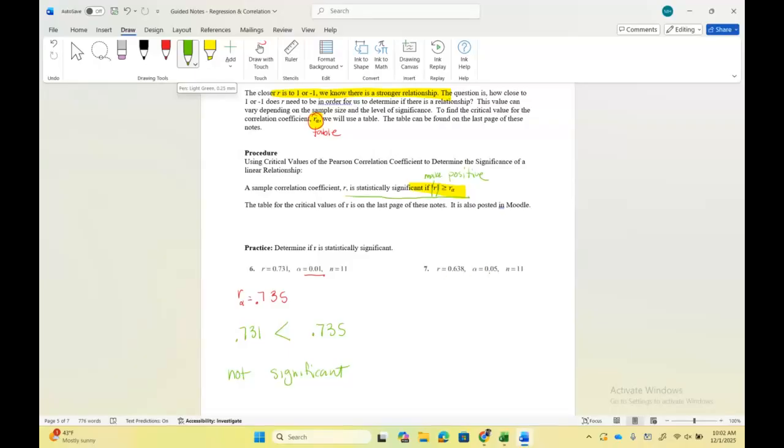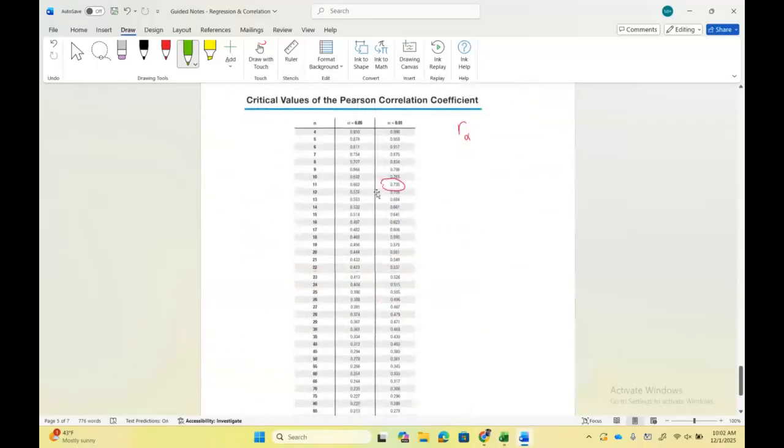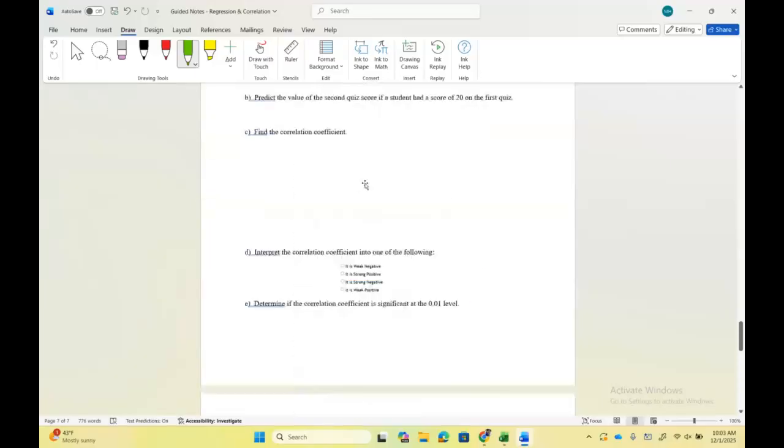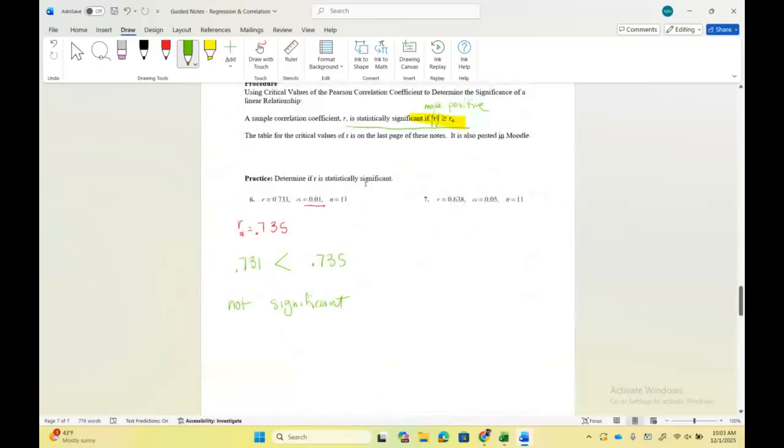For the next one, our level of significance is 0.05. So we're back to where N equals 11. This time we're at 0.05, so that's 0.602. So we're going to compare R to our critical value. This time it's greater than, so now I would say this is significant. I'm going to do a separate video for that last example.